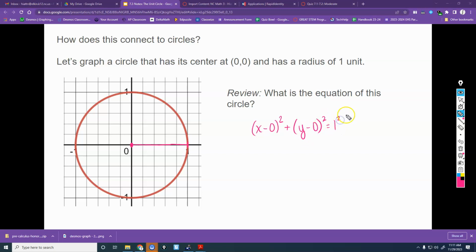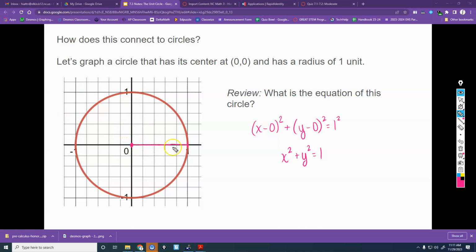It's 1 squared, but 1 squared is still 1. So you'll see this written probably like this: x squared plus y squared equals 1. So I just threw that in as a review because it is something that we also have to cover in this class. So I just typed this into Desmos. It graphed me this. I posted it on this slide right here.